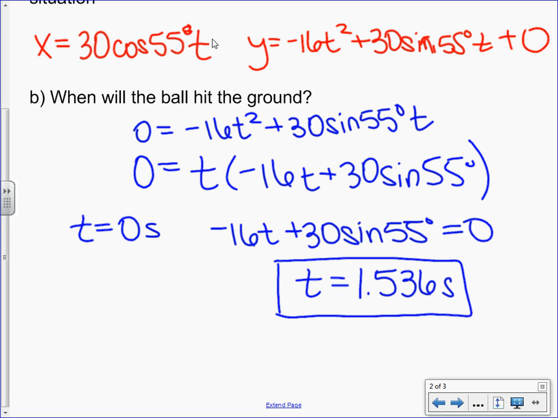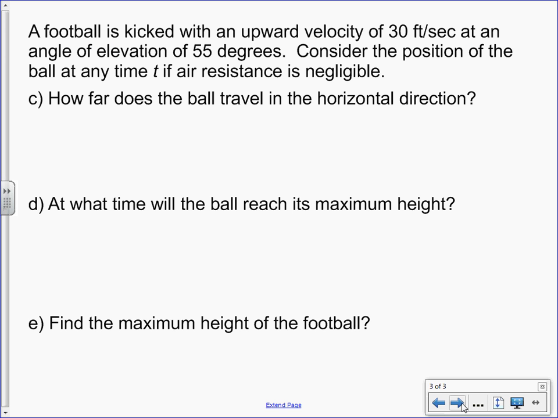Okay? All right, let's think about some other things. Next, I want to know how far the ball travels horizontally. How far does our football travel horizontally? What do you mean solve for x?